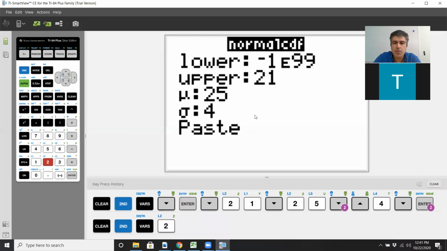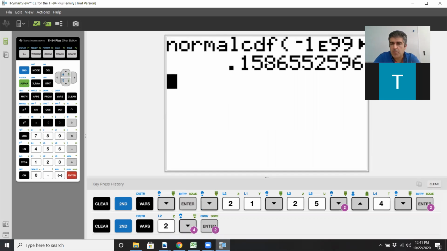Well, if you define the lower as -1 E99 on the normal distribution going forever to the left, you got 21 somewhere over here. So you got the mean of 25 over here and a standard deviation of 4. And if you paste this to the home screen, enter, you get 0.159.